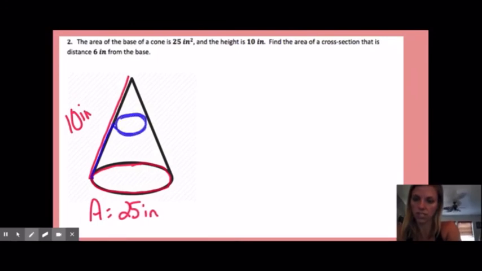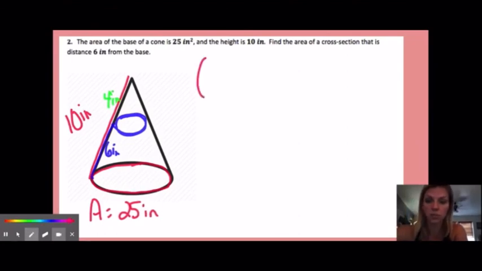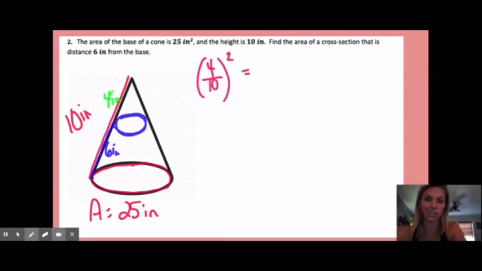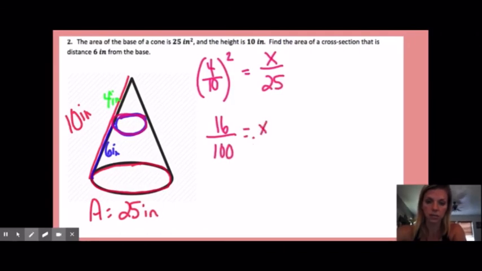If it's 6 inches from the base, I need to use, for my side over side squared, the 4 inches here. So I'm going to set this up as side over side squared. I'm going to do 4 over the whole length, which is 10. So 4 over 10 squared equals, I used the 4 on top in the numerator, so that means I need the smaller circle. Well, I don't know that one's area. I'll call it x over the area of the big one, which is 25.